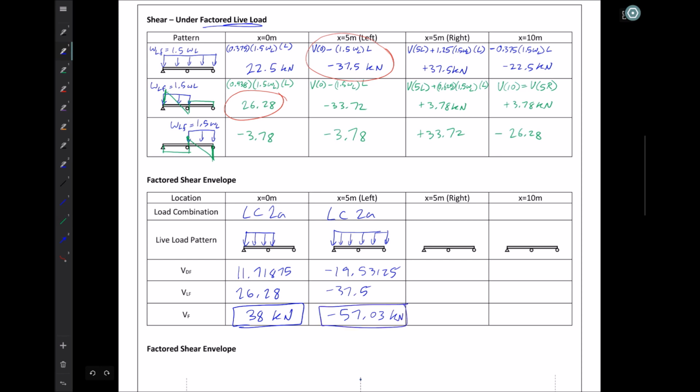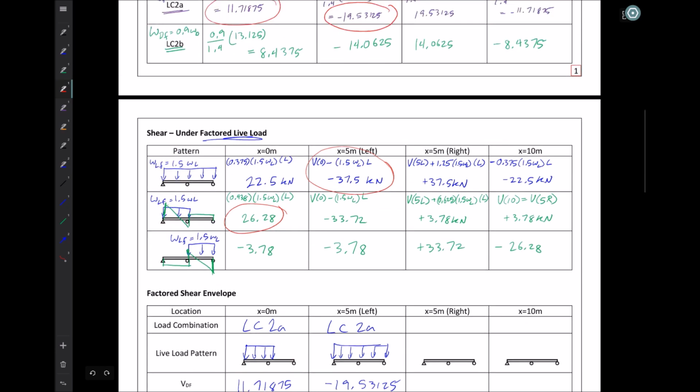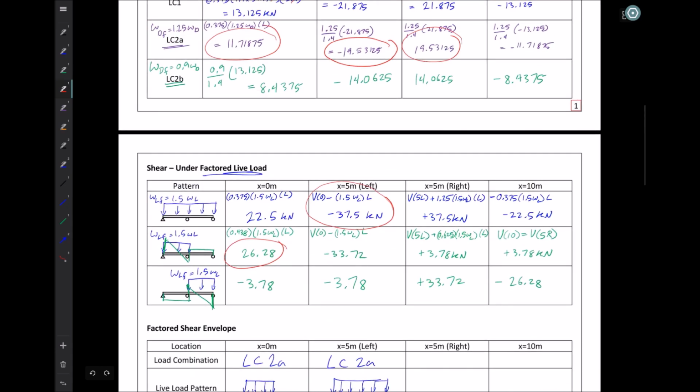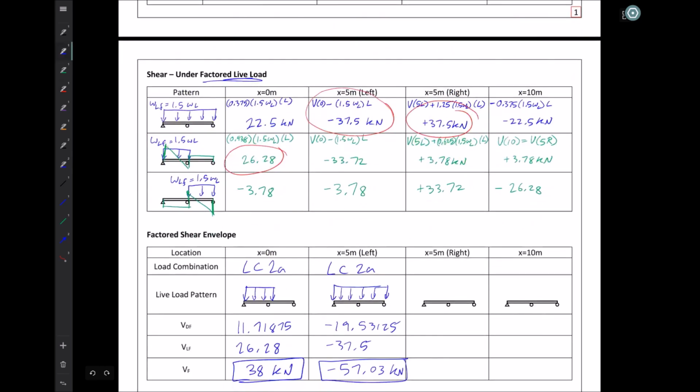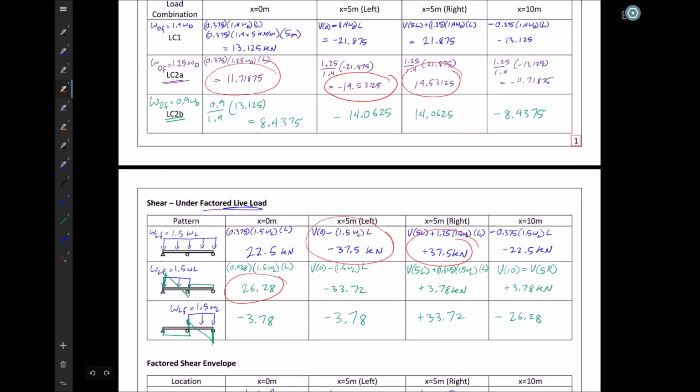Going through the same thing at the right location, I would see that I have the same problem, and I can add the same 2 locations together, and I'm left with load combination 2A and full distribution of load over the spans, and plus 19.53125 and plus 37.5, giving me plus 57.03 kilonewtons.